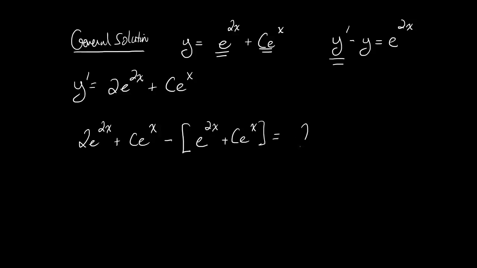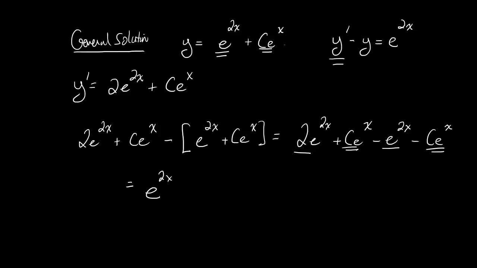Let's distribute that negative, so we're going to have 2e to the 2x plus ce to the x minus e to the 2x minus ce to the x power. Notice here that 2e to the 2x minus e to the 2x is just going to give us e to the 2x. Positive ce to the x minus ce to the x gives us a value of 0. And notice, that's what this was equal to. So this is in fact the correct general solution to that first order differential equation.